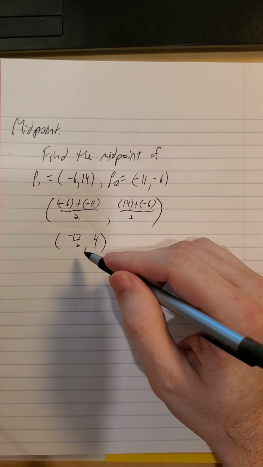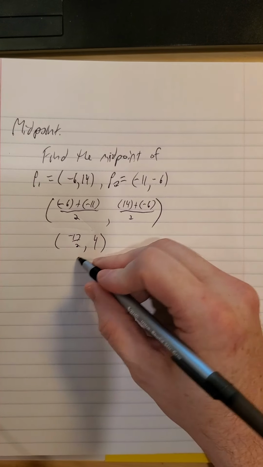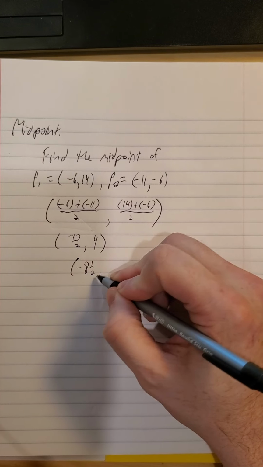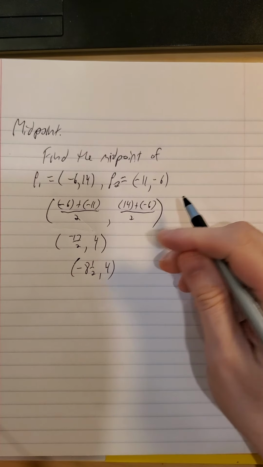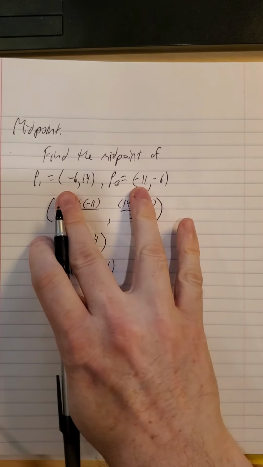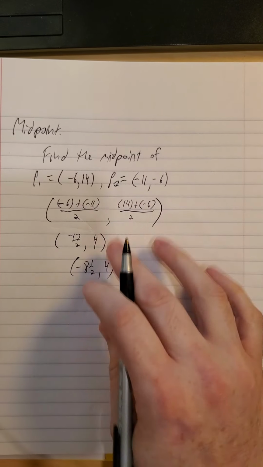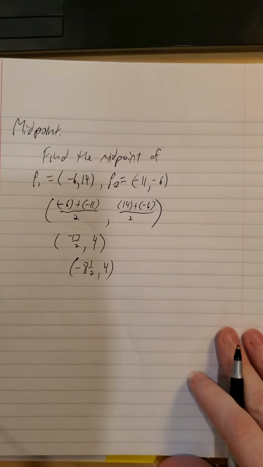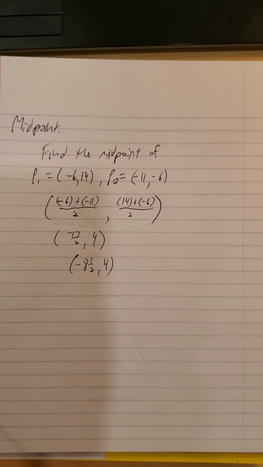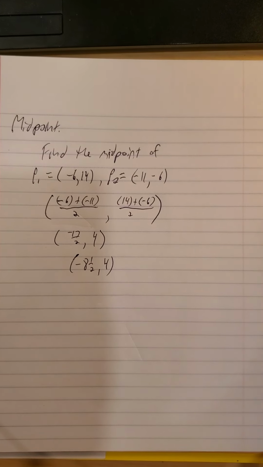Negative 17 halves, you could also think of it as negative 8 and 1/2, positive 4. And that should fit. Negative 8 1/2 is in between the negative 11 and negative 6. Positive 4 is between the negative 6 and the 14. So it does generally fit with what we expect to see.